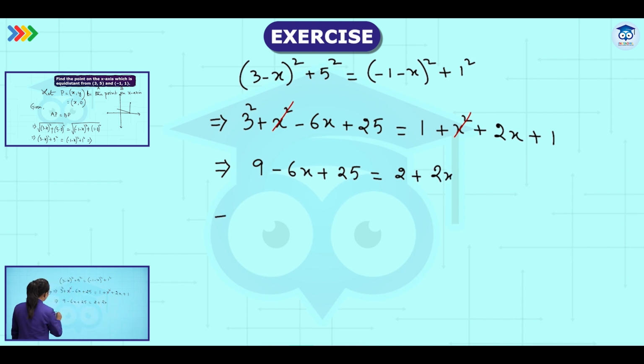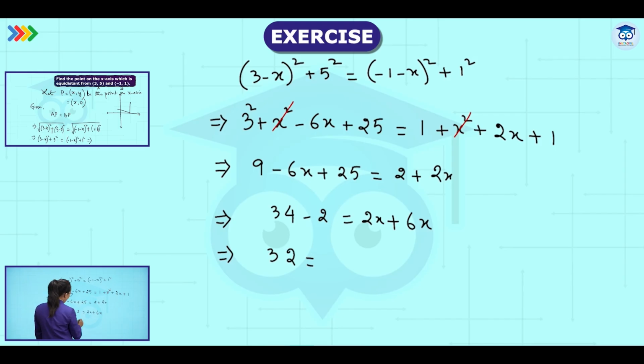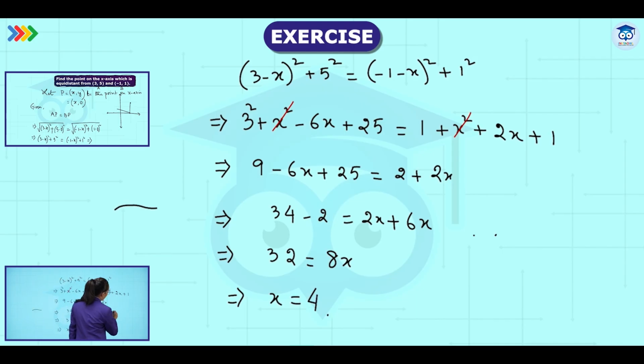X we can bring together on one side. So let's move this to the right hand side. So we have 9 plus 25, we have 34. Bring this here, so minus 2. So 2x plus 6x. So this is nothing but what? 32 is equal to 8x. X value will be 4. That's it. Therefore, the point P, which is equidistant from the given points A and B, is what? 4, 0. That's it. Like this.